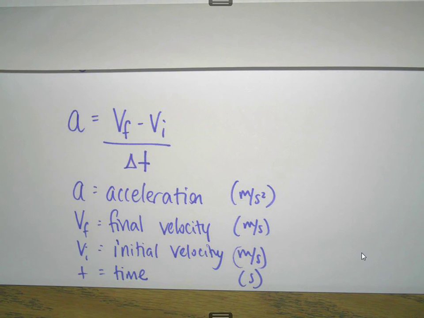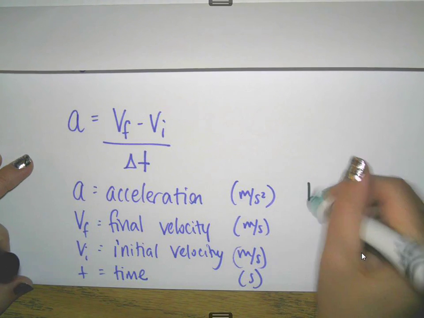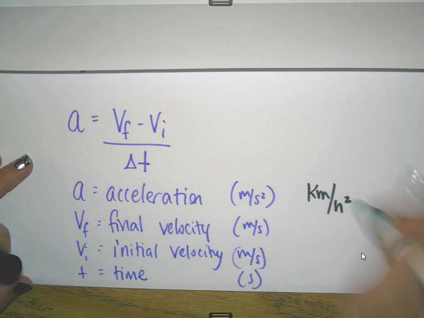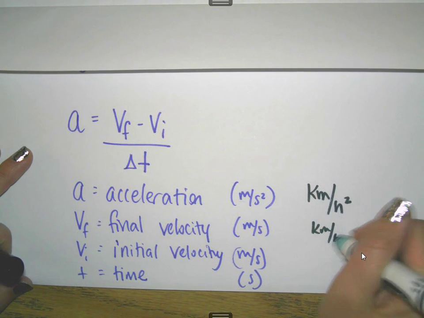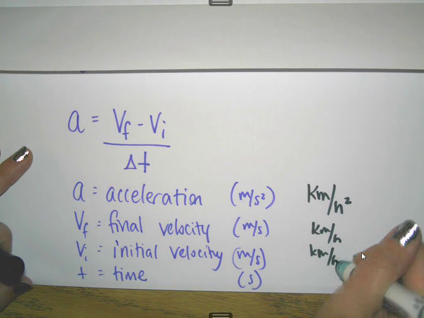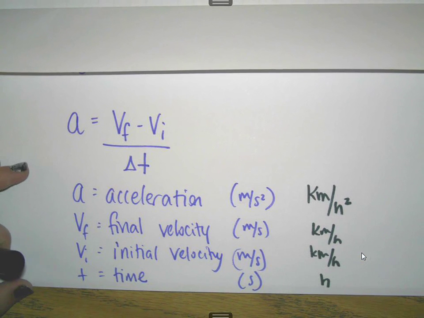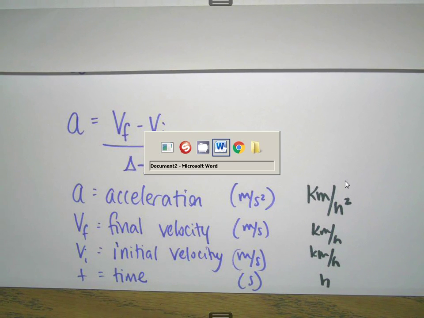If for some reason we were going to do this problem and we were going to use kilometers, then this would end up being kilometers per hour squared, kilometers per hour, and simply hours on the bottom. As long as they all are in agreement with each other, we can make this work. So I have some sample problems for us here.